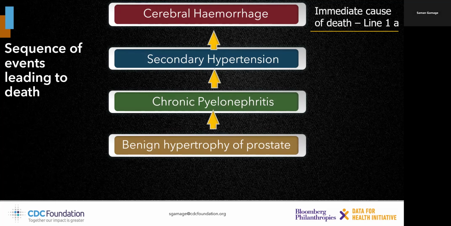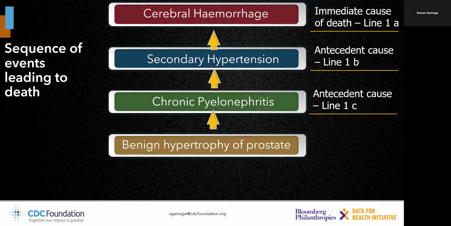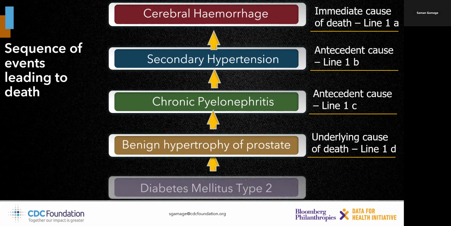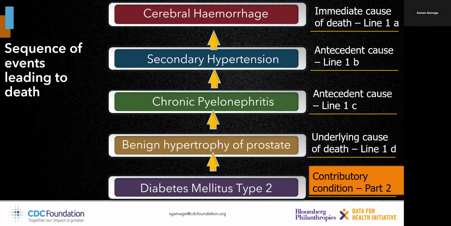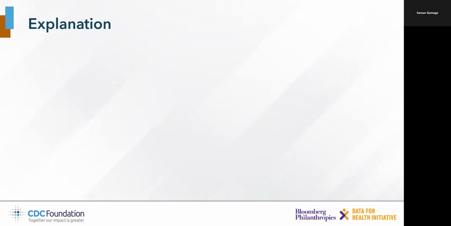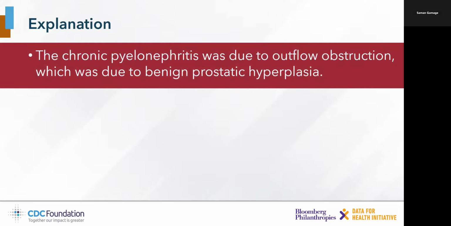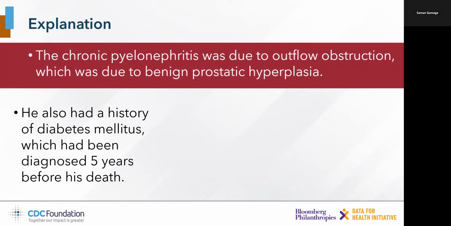So on line 1A, the immediate cause is cerebral hemorrhage. Intervening causes are line 1B, secondary hypertension, and line 1C, chronic pyelonephritis, and the underlying cause of death is recorded on line 1D, which is the originating cause of the sequence. The patient also had diabetes mellitus type 2, so it can be reported in part 2 as a contributory condition. The chronic pyelonephritis was due to outflow obstruction, which was due to benign prostatic hyperplasia.